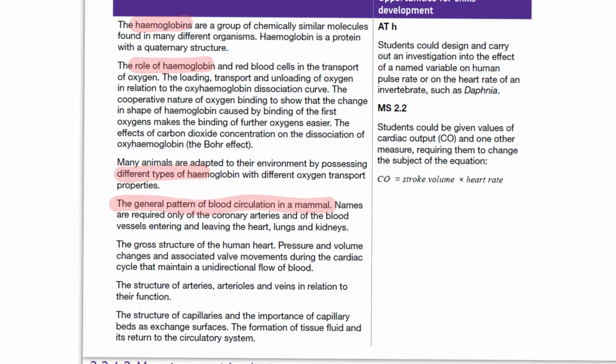But the main thing we're going to be doing in today's lesson is looking at the structure of arteries, arterioles, and veins in relation to their function, and the structure of capillaries and the importance of capillary beds as exchange surfaces. And we might, if we've got time, get onto the formation of tissue fluid. So we're going to be focusing on these things here, these three paragraphs that I have highlighted. And the hemoglobin and the heart we will get onto at a later date.